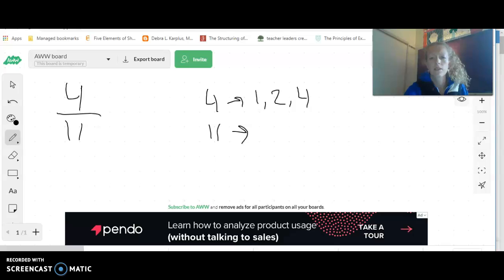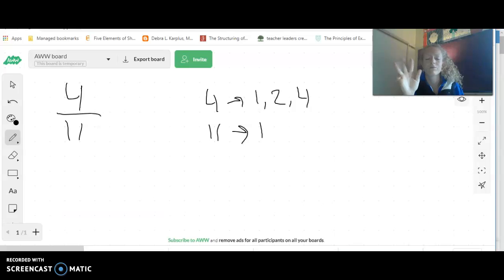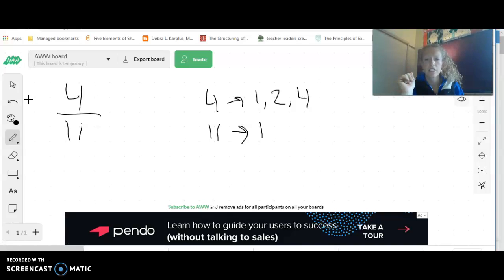Ooh. Well, 1 times 11 is 11. Can I get there by 2's? No, it's not an even number. Maybe 3's. Let's count by 3's. So 3, 6, 9, 12. Nope. Gonna blow right past it. What about 5's? 5, 10, 15. Nope. 6's? 6, 12. Nope. Not going to get there with 7. Not going to get there with 8. It looks like 1 and 11 are my only factors.